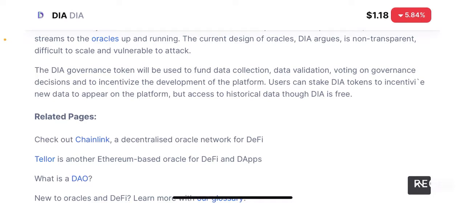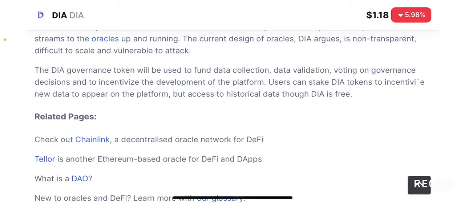So the current design of oracles, DIA argues, is non-transparent, difficult to scale, and vulnerable to attacks. This is quite true for several oracle projects that we currently have in the market. Many of them are not really transparent, and there is an issue with scalability, and they are more likely to be vulnerable to attacks, right? So there are definitely oracles that have this issue, and DIA aims to be the solution for this problem.